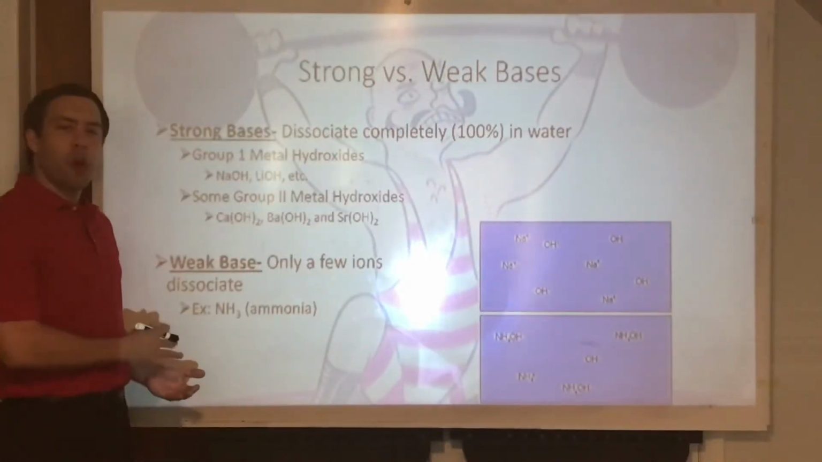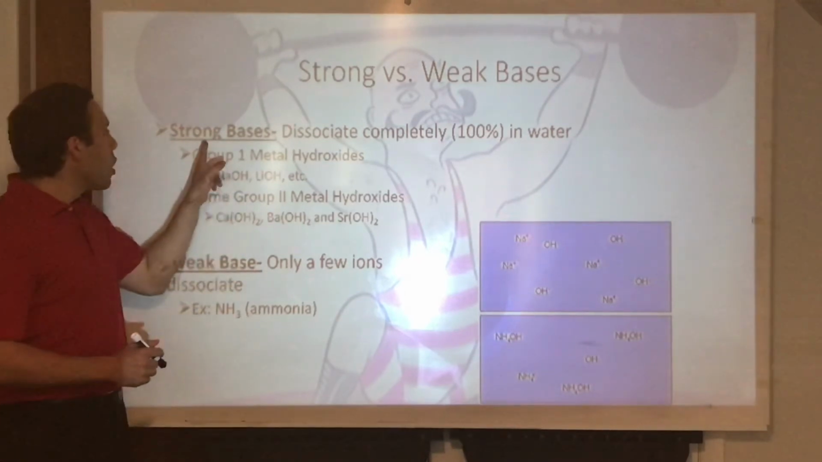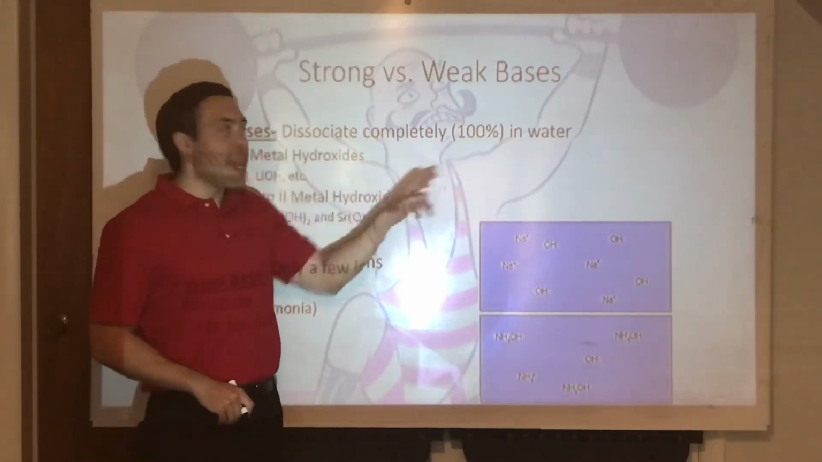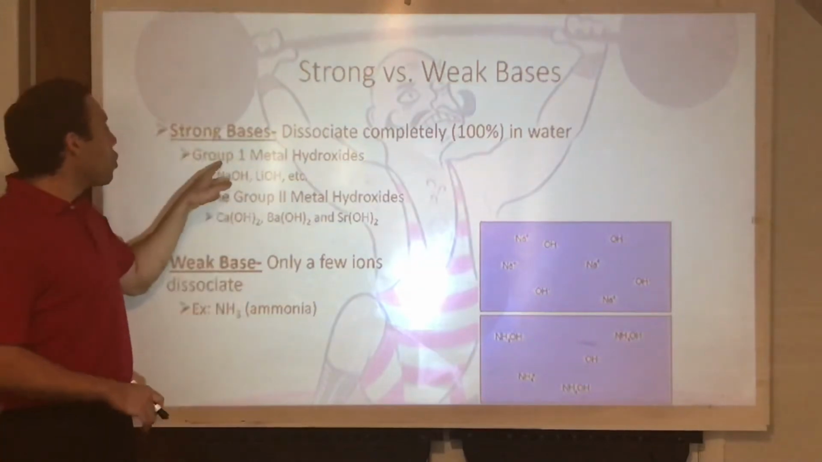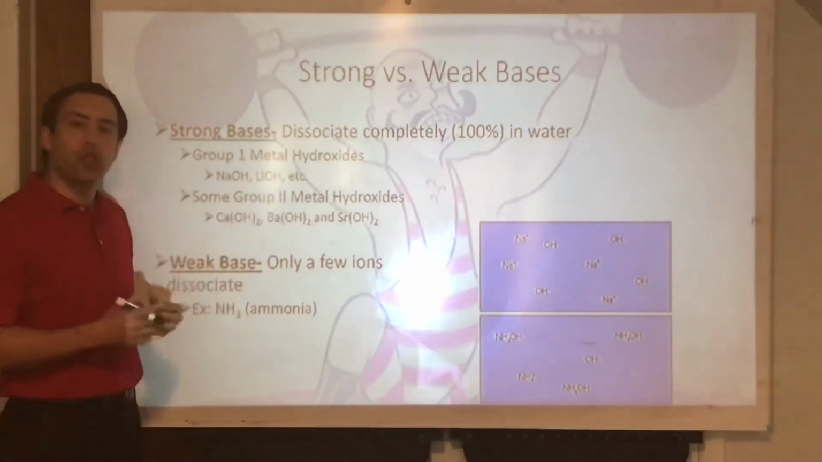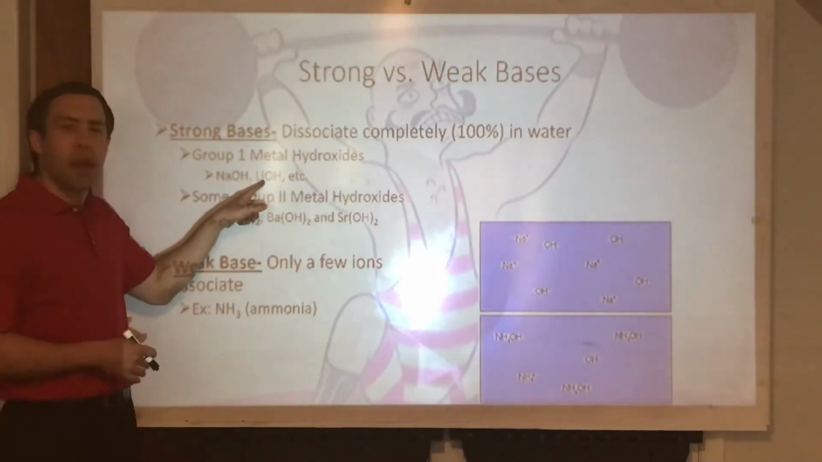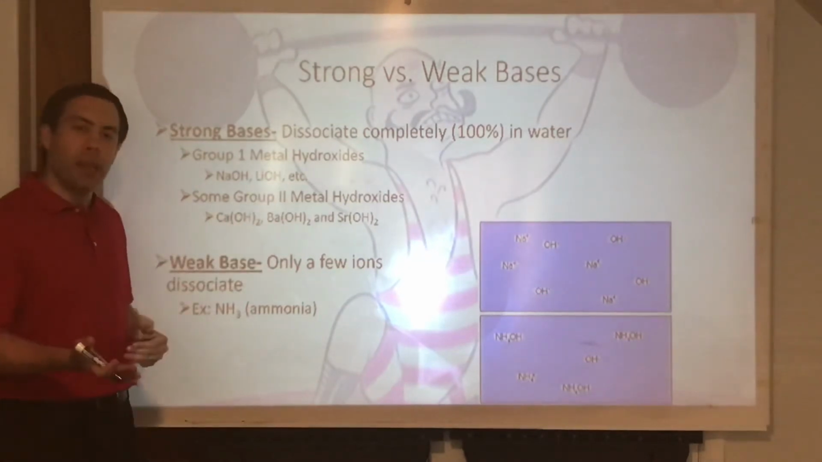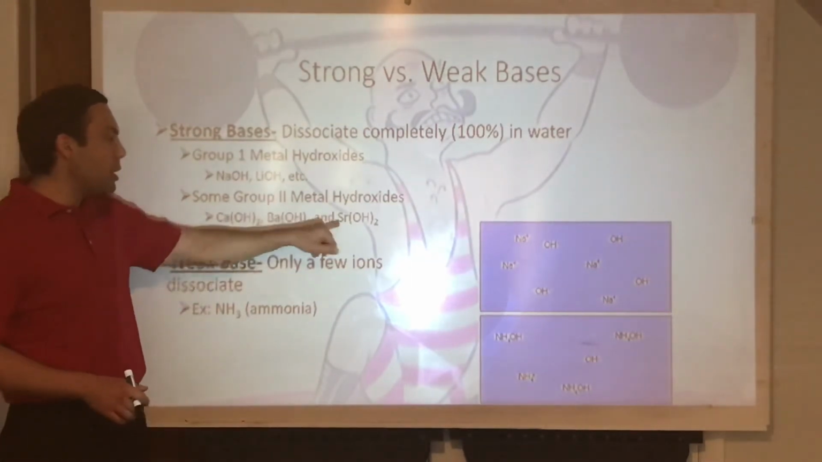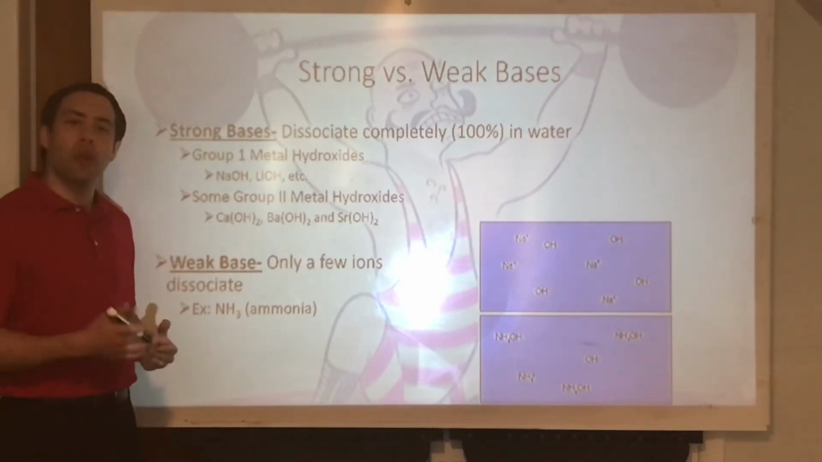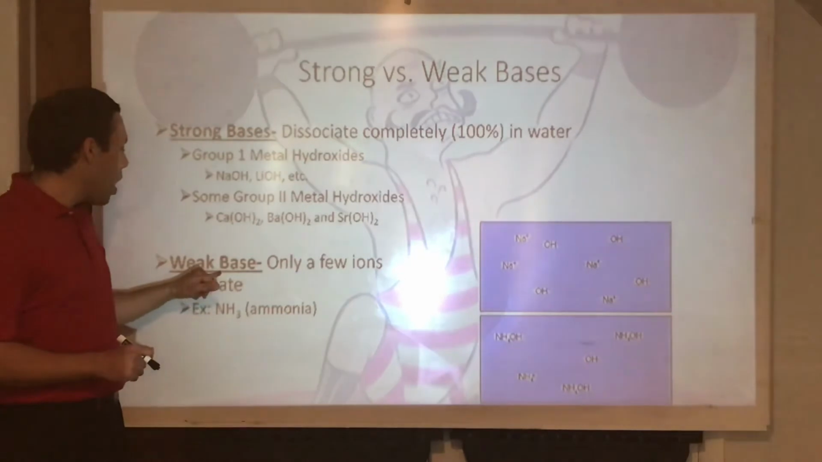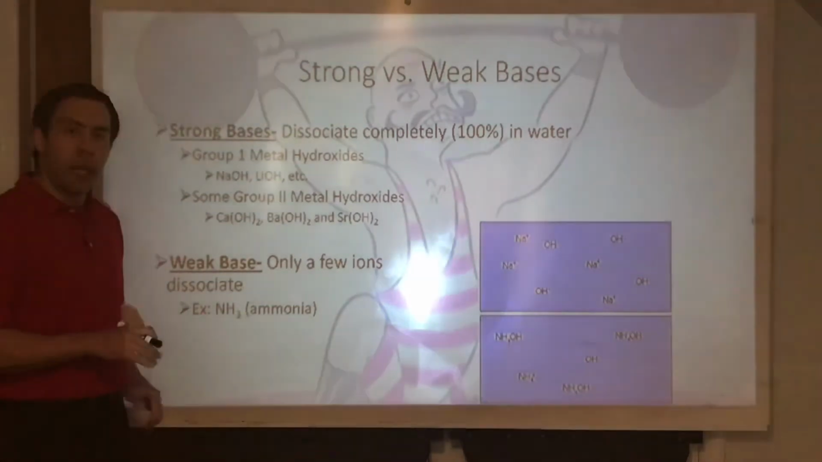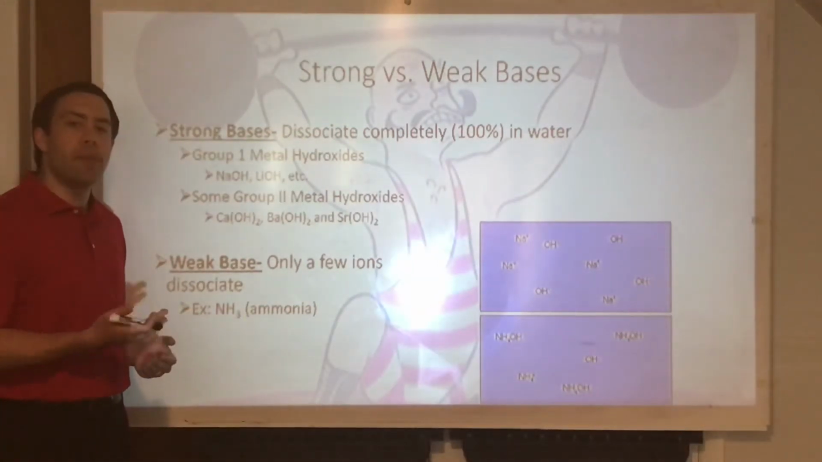Now let's talk about strong bases versus weak bases. Just like a strong acid, a strong base dissociates completely in water. It dissociates 100%. Group 1 metal hydroxides are all strong bases. For example, you have sodium hydroxide, lithium hydroxide, potassium hydroxide, so on and so forth. And some group 2 metal hydroxides. So calcium hydroxide, barium hydroxide, and strontium hydroxide are also strong bases. A weak base, only a few ions will dissociate. For example, ammonia, NH3, is a weak base.